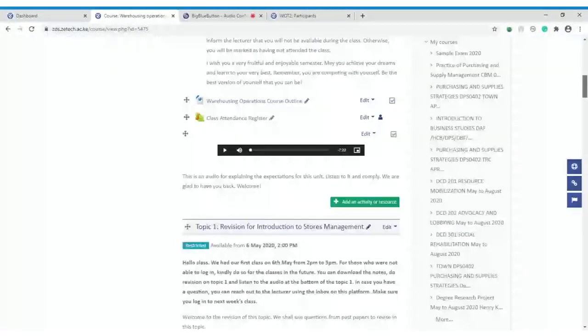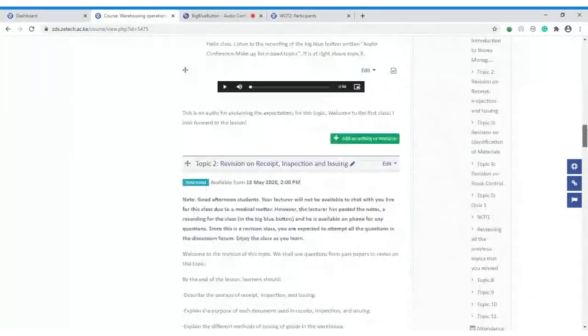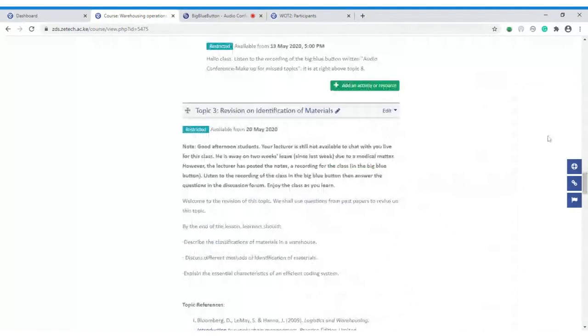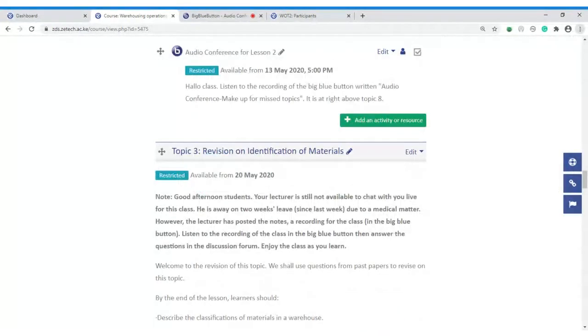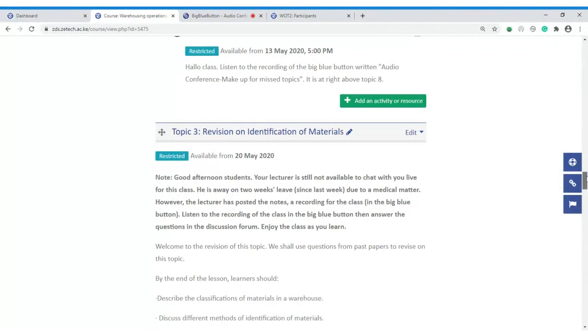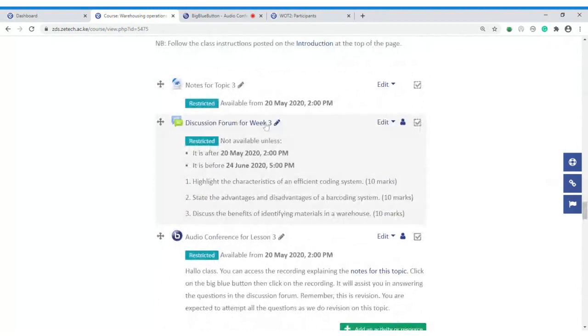How am I supposed to send the answers? Let me show you how we do that. Again, I am sharing my screen. I should be coming to you live. So this is revision topic 1. This is topic 2. Under topic 3, hope you can see, let me expand again, I had reduced the size. Under topic 3, down there is where you will find the discussion forum. So you click on the discussion forum.